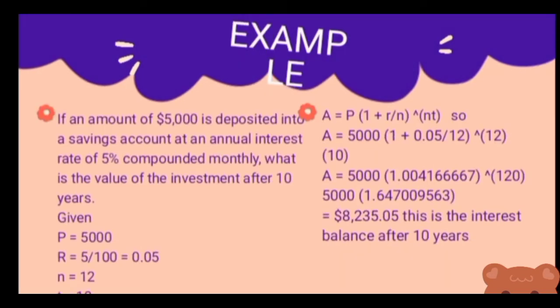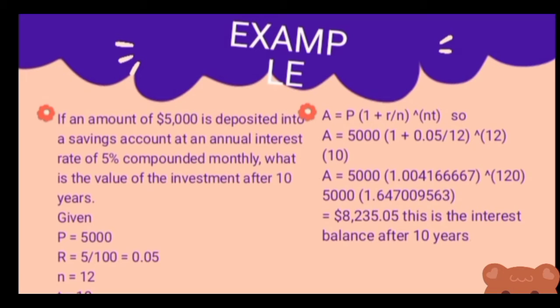Example: if an amount of $5,000 is deposited into a savings account at an annual interest rate of 5% compounded monthly, what is the value of the investment after 10 years? Given: P is equal to 5,000, R is equal to 5 divided by 100 is equal to 0.05, N is equal to 12, T is equal to 10.